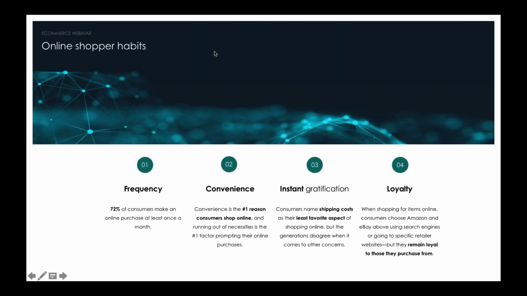Let's take some of the online shopping habits. I thought this was great information. It really plays into how you understand where your shoppers are, and how you get in front of them and stay in front of them. On frequency, 72% of consumers make an online purchase, so we know they're online. Convenience is the number one reason consumers shop online, and running out of necessity is the number one factor prompting their online purchases.